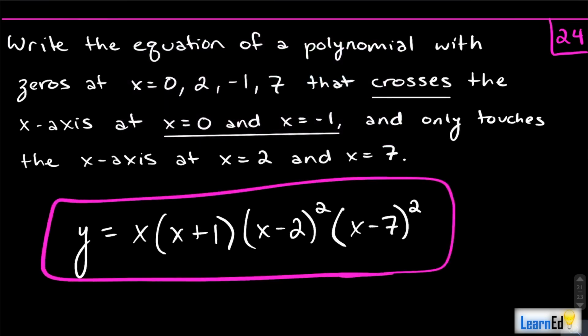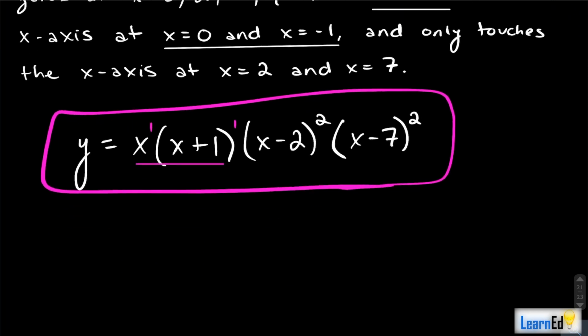is your answer. You've taken into account that it crosses here, so you've given these factors odd multiplicity. This is x to the first power and x plus 1 to the first power. And these factors have even multiplicity, because they only touch the x-axis at x equals 2 and x equals 7. So that's your answer for 24.